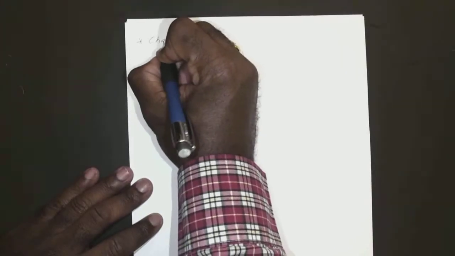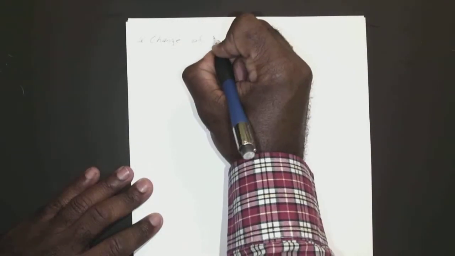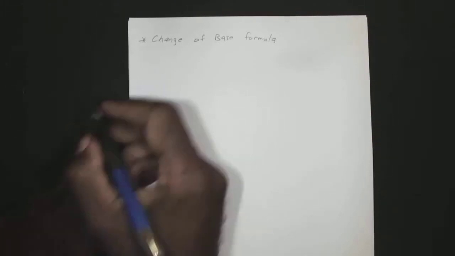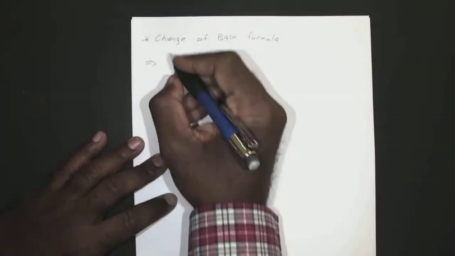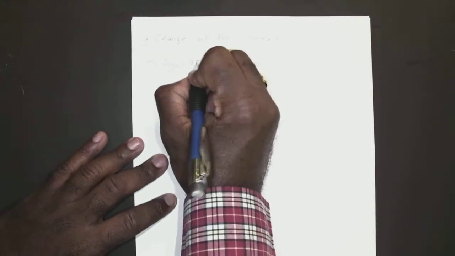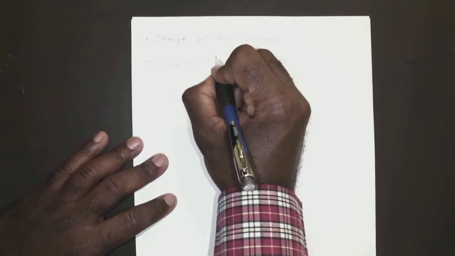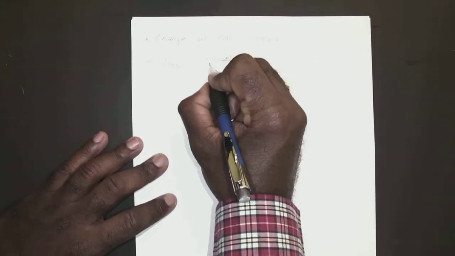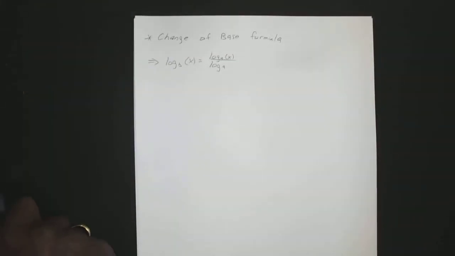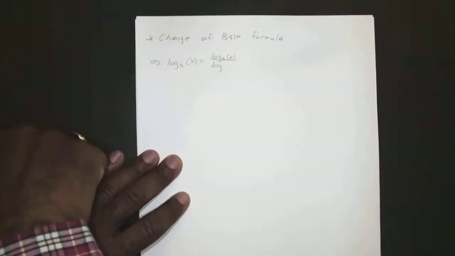Okay, so now we're going to use the change of base formula. So that just says that log base b of x can actually be equal to log base a of x divided by log base a of b. Sorry about that. Make that a little bit smaller.